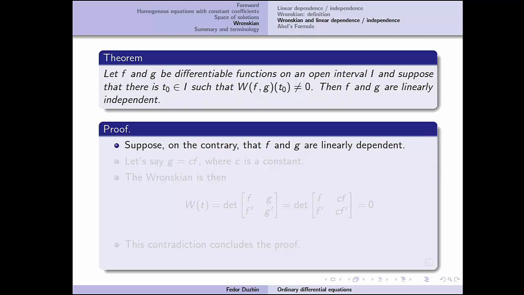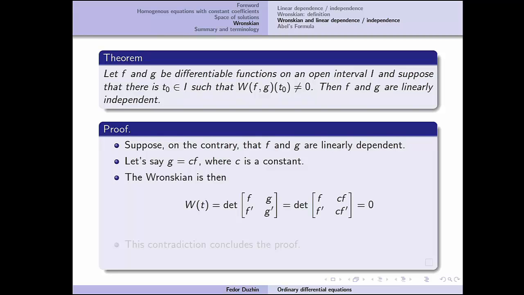And the proof is very simple. If you want to prove that if at some point the Wronskian is not 0, then the functions are linearly independent, what we need to do is to show that if the functions are linearly dependent, then the Wronskian is going to be 0 at all points. Right? If they were linearly dependent, then it means that one of them is a constant multiple of the other. Then we calculate the Wronskian, and then we see that it is indeed 0.